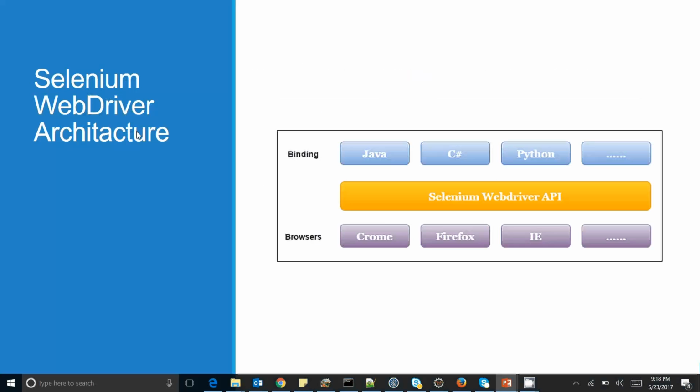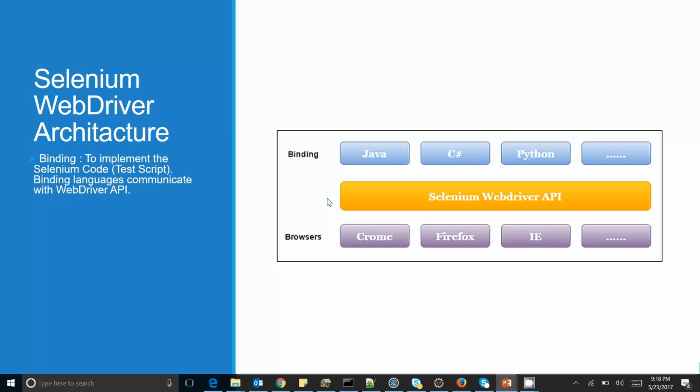The next thing we are going to discuss is the architecture of the WebDriver. We can define the WebDriver architecture in 3 layers. The first layer is called the binding, the second layer is the Selenium WebDriver API itself, and the third layer is browsers. So what is binding? Binding is something which is used to implement the Selenium code. The programming languages which we use to write our Selenium test scripts come in the binding. So the binding languages communicate with the WebDriver API.